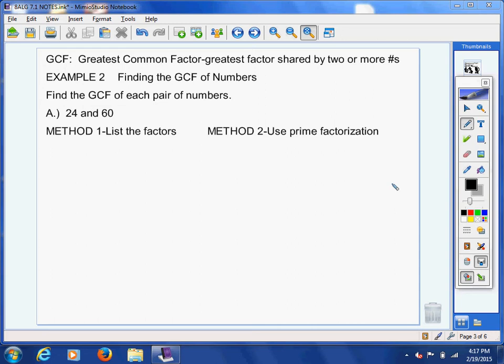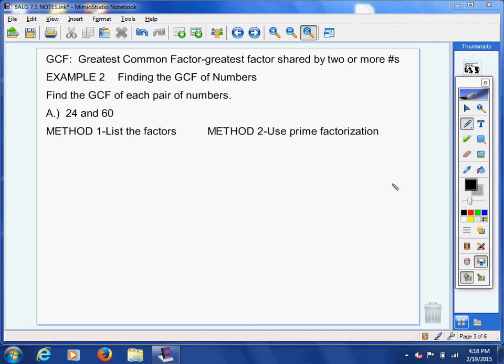We're in example 2 now. We're still in section 7.1, example 2. Now we're going to talk about finding the greatest common factor, a GCF. That is the absolute biggest number that's shared by 2 or more numbers.